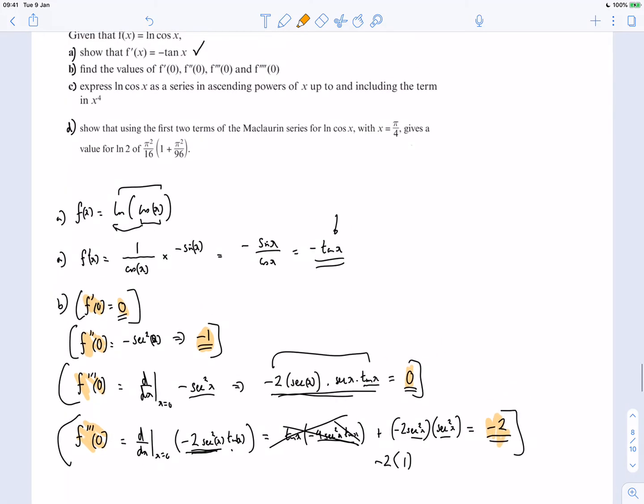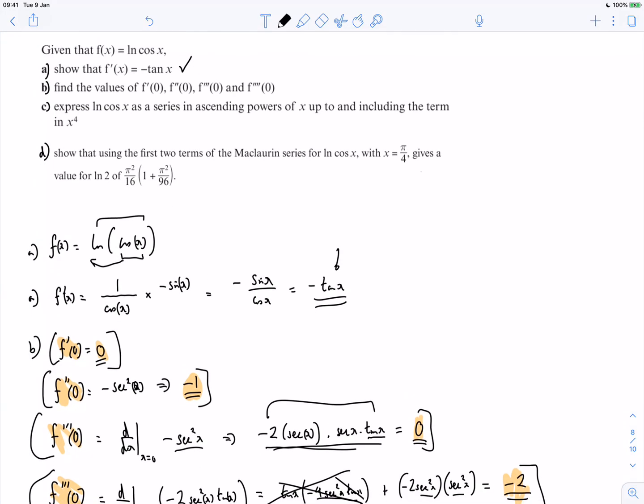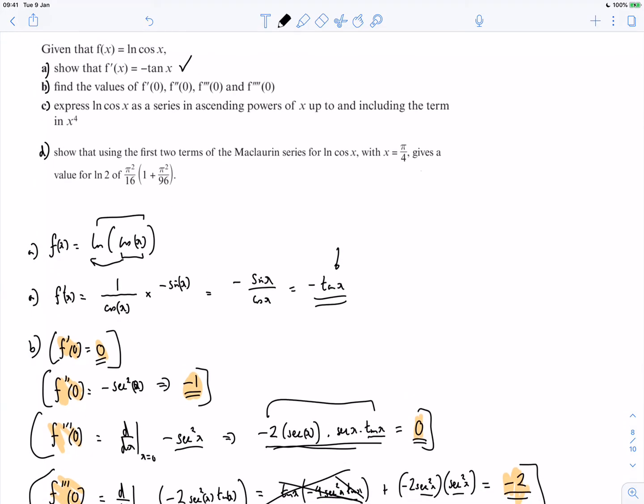Okay, express ln cosine of x as a series in ascending powers of x up to and including the term x to the 4. Well, we've just dealt with all the derivatives evaluated at 0, so this looks like a Maclaurin series. So ln cosine x, for my part C, ln of cosine x equals f of 0.